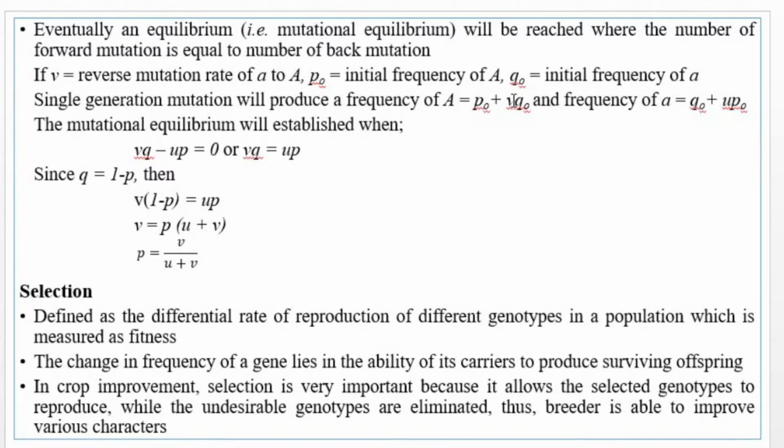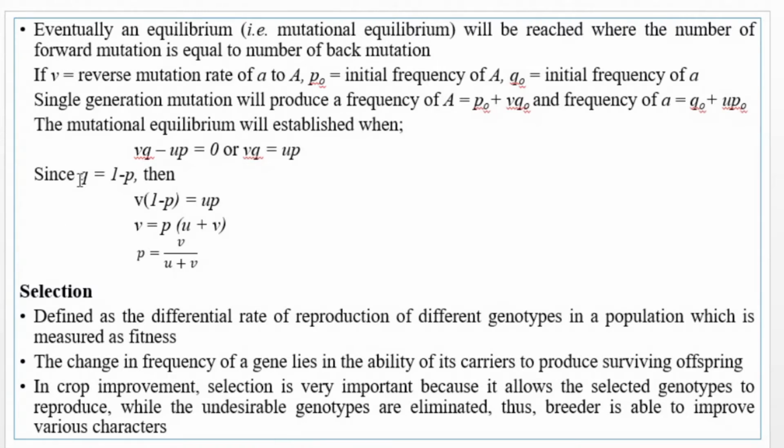This is the rate of backward mutation for the recessive alleles. This is the rate of forward mutation for the dominant alleles. So this frequency, when added to the original frequency, becomes the dominant allele frequency. This frequency added to the recessive frequency becomes the frequency for the recessive alleles. Mutational equilibrium will be established when BQ minus UP is equal to 0, or BQ is equal to UP. In the condition where BQ is equal to UP, or BQ minus UP is equal to 0, mutational equilibrium occurs.